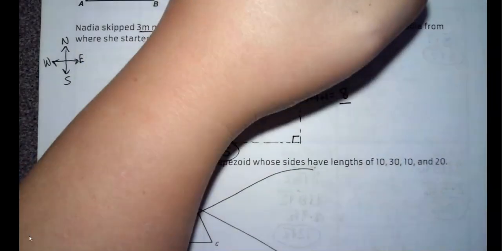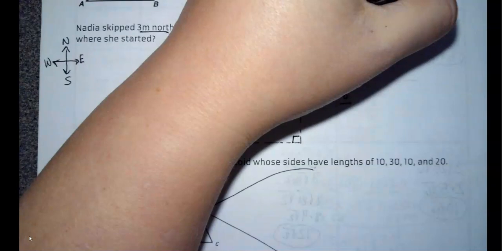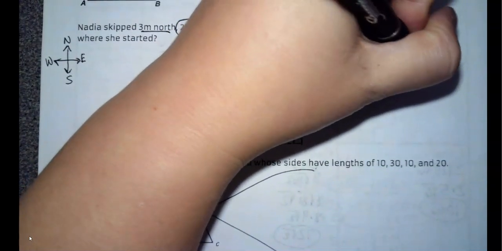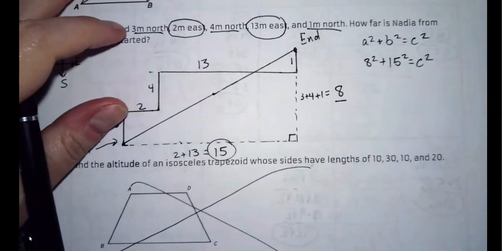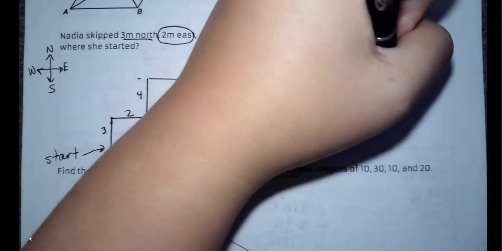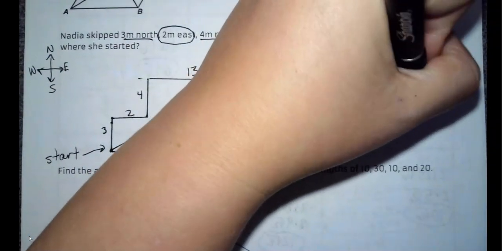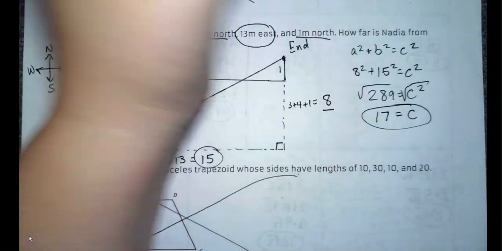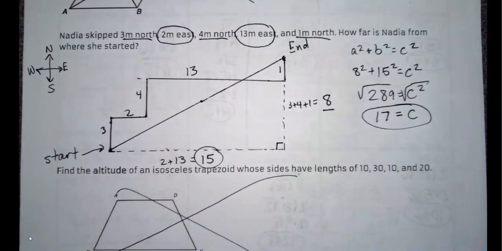So we want to then plug them in as a squared and b squared. So 8 squared plus 15 squared. You add those together, you get 289. And if you know your perfect squares, you don't have to use a calculator to figure out that that's 17, because the square root of 289 is 17.